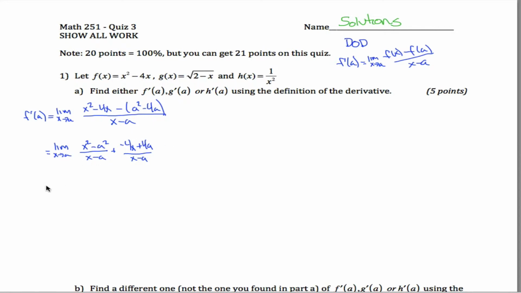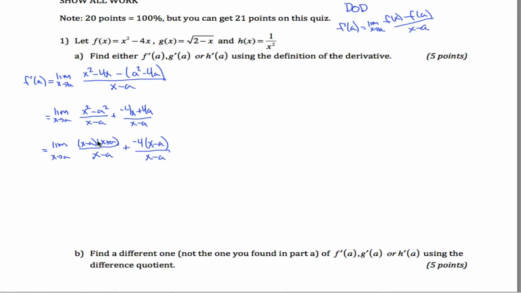And the reason it helps to write it like that is because each of those 2 fractions can be simplified. X squared minus a squared is the same as x minus a times x plus a, over x minus a. And then negative 4x plus 4a is the same as negative 4 times x minus a. By factoring out a negative 4, I now have an x minus a on the top and the bottom that I can cancel. By factoring this as a difference of squares, I have an x minus a on the top and the bottom that I can cancel.